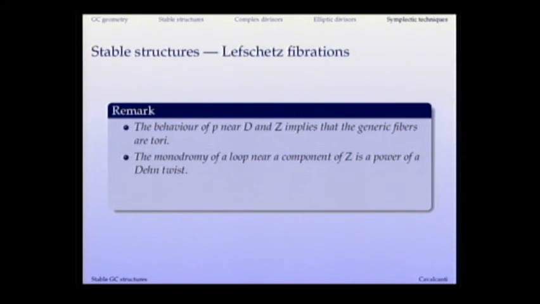And besides that, the monodromy of a loop near a component of the boundary is automatically a power of the twist as well. I'll just give a name here. I'm calling these maps that we have just introduced Lie algebroid Lefschetz fibrations. Whenever you encounter one of these, you have a stable generalized complex structure, and they are automatically torus fibrations. And there is some restriction on the monodromy along the boundary of your manifold.